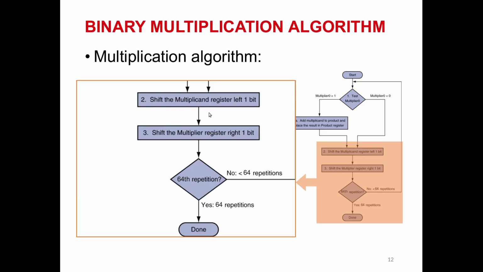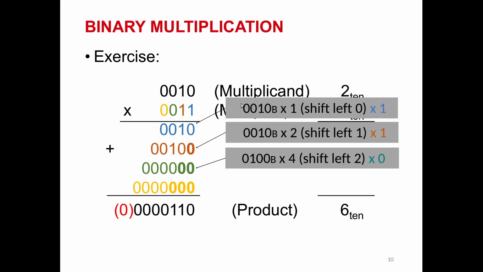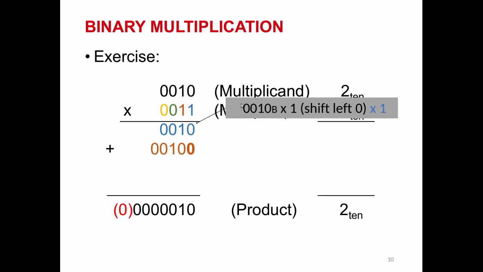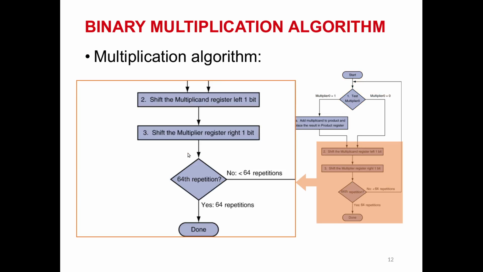After doing so, we need to shift the multiplicand register left 1 bit. Why? You can see that after the first calculation, you will need to shift the multiplicand to the left for 1 bit before you take this bit and multiply with this, so that you can have the result in the second line here. That's why we will need to shift the multiplicand register to the left for 1 bit.